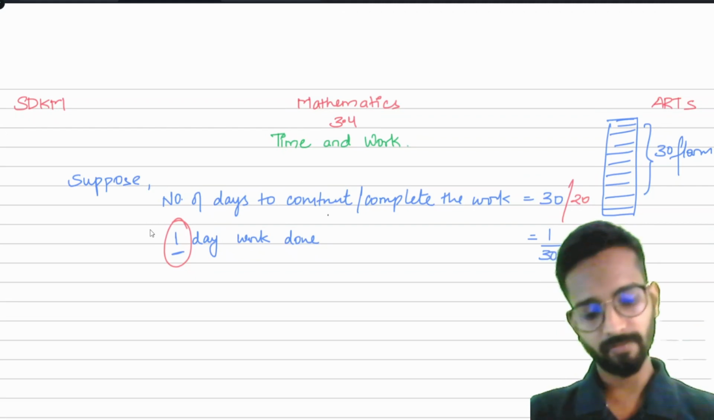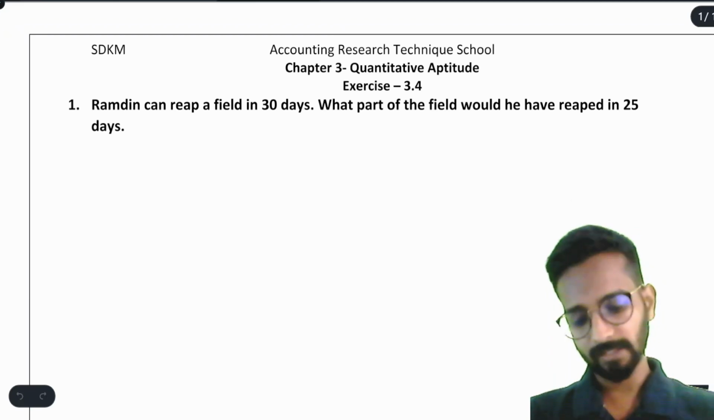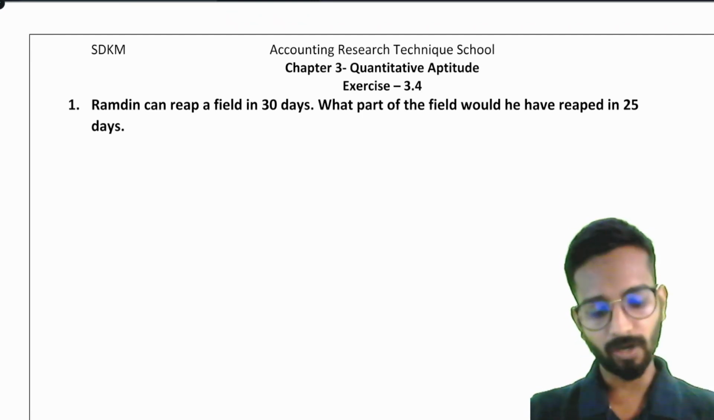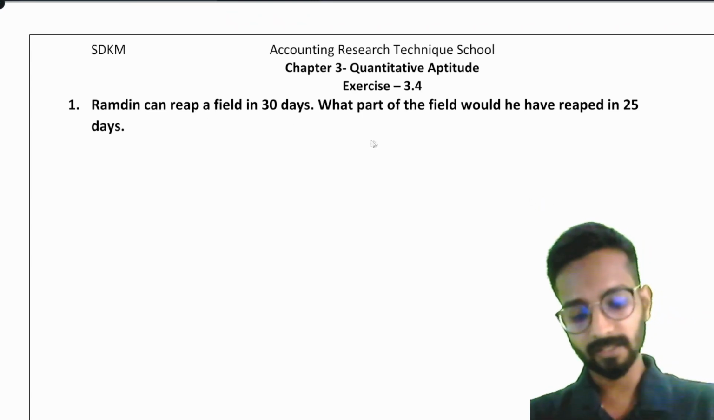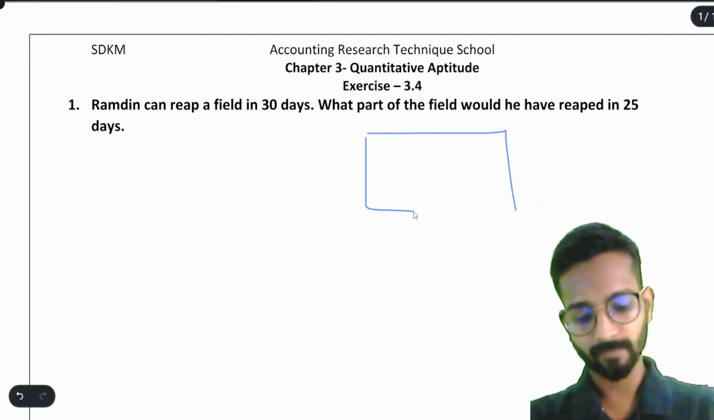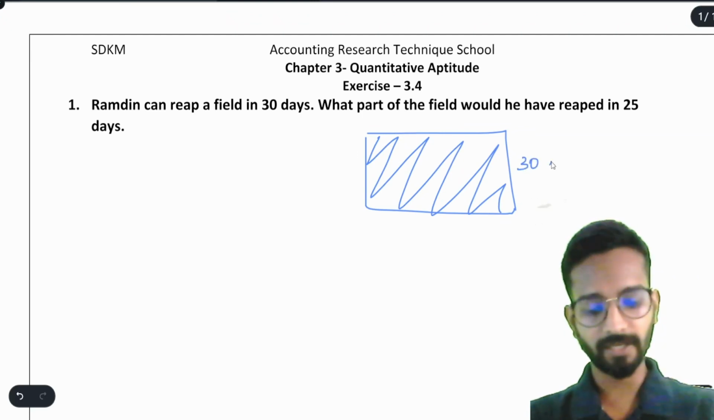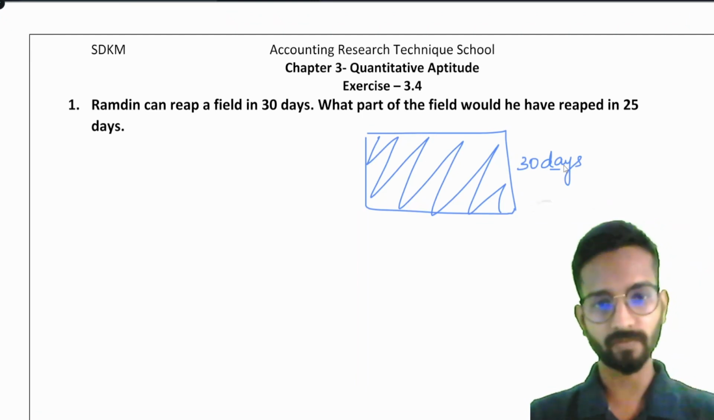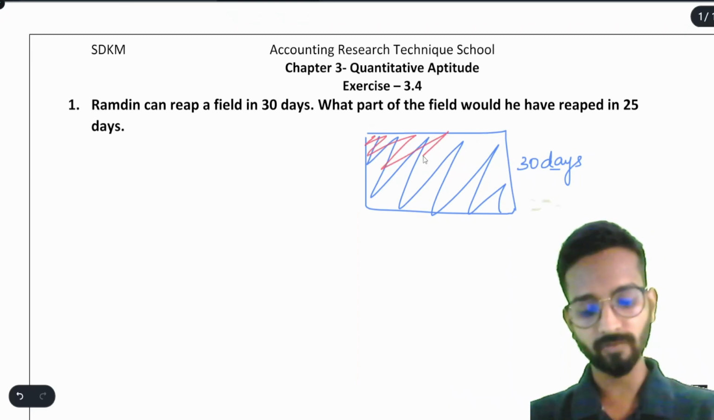Simple enough. Now we will solve a few questions from 3.4. Let's see. Question number 1 says, Ramadeen can reap a field in 30 days. What part of the field would he have reaped in 25 days? They are saying that suppose this is a particular field, land, whatever you can say. To reap the entire field, it will take 30 days. If it is taking 30 days to do this work, they are asking in 25 days how much land or how much part of the job is done.